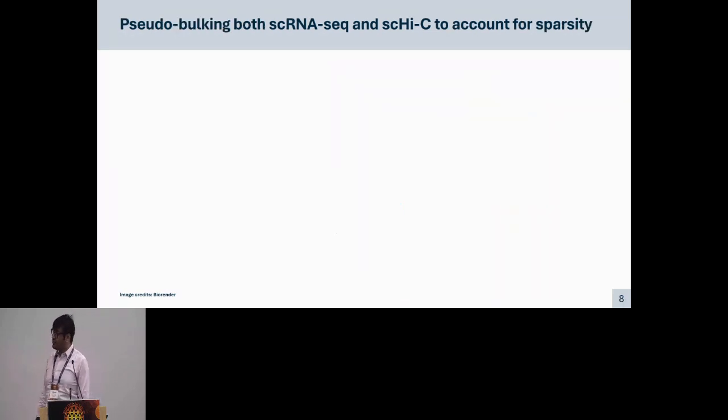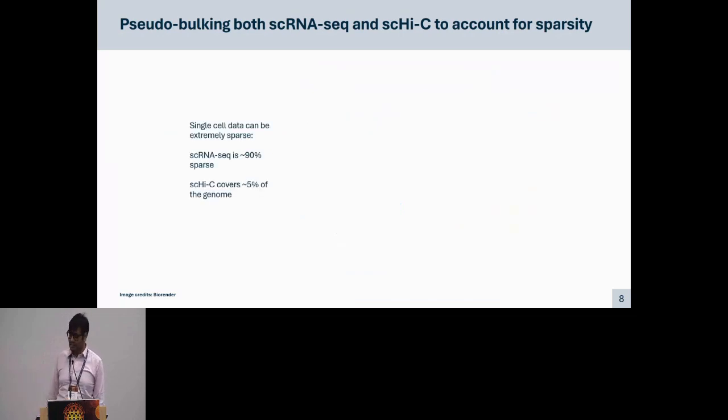The first core challenge comes from working with single cell data sets by themselves, which is that they tend to be very sparse. Single cell RNA-seq has around 90% missing values.